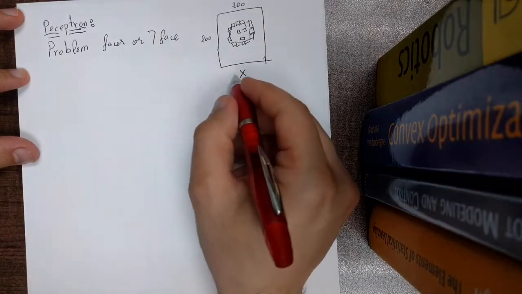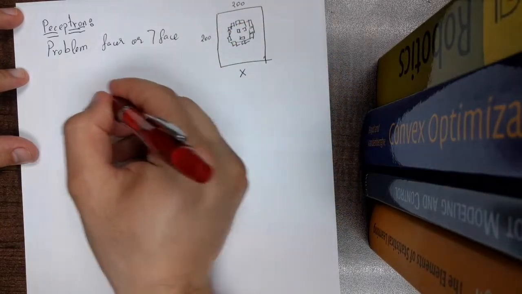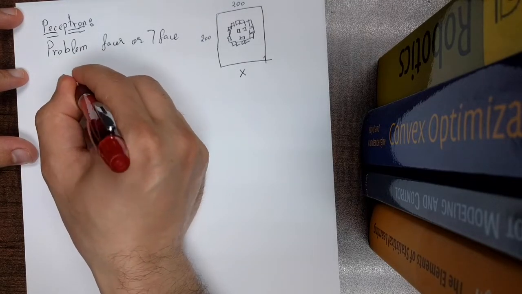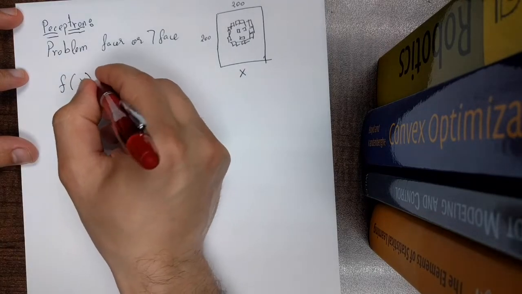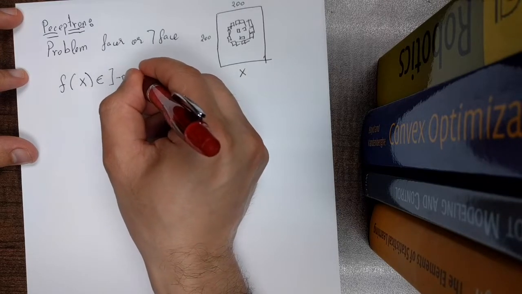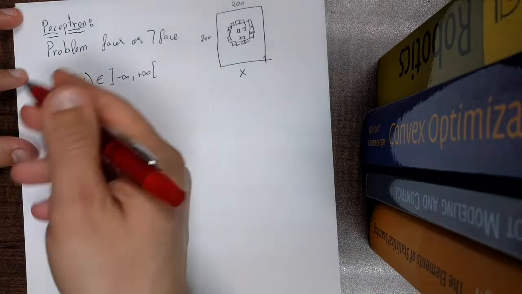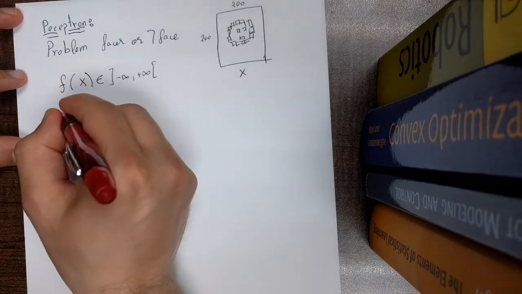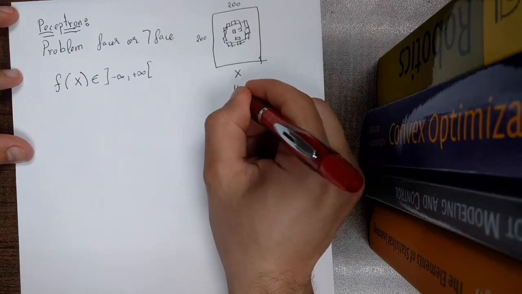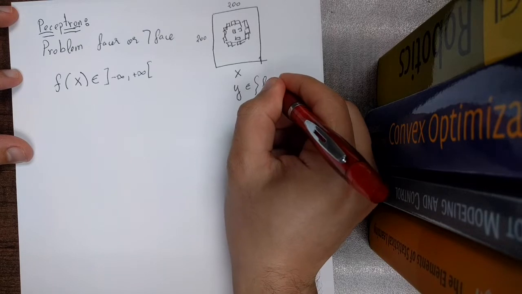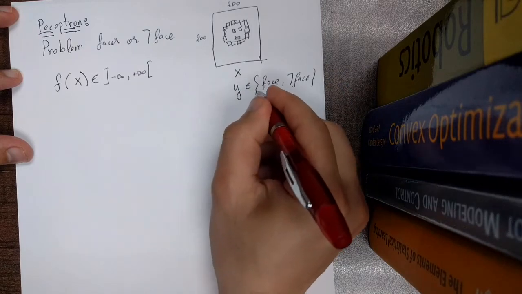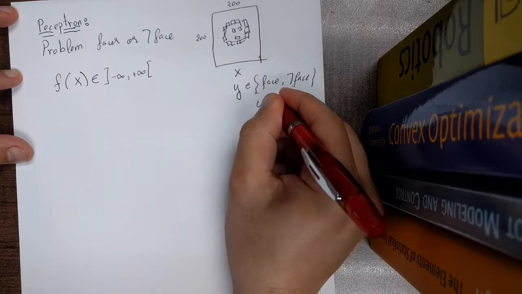Now we want to come up with a function f, a scoring function, that takes as input x and returns some number, anything from negative infinity to plus infinity. So just some real number. This image has some corresponding label, y, and the label is either face or not face. It can take one of these two values, and we don't know what the label is, so y is something that we don't know.